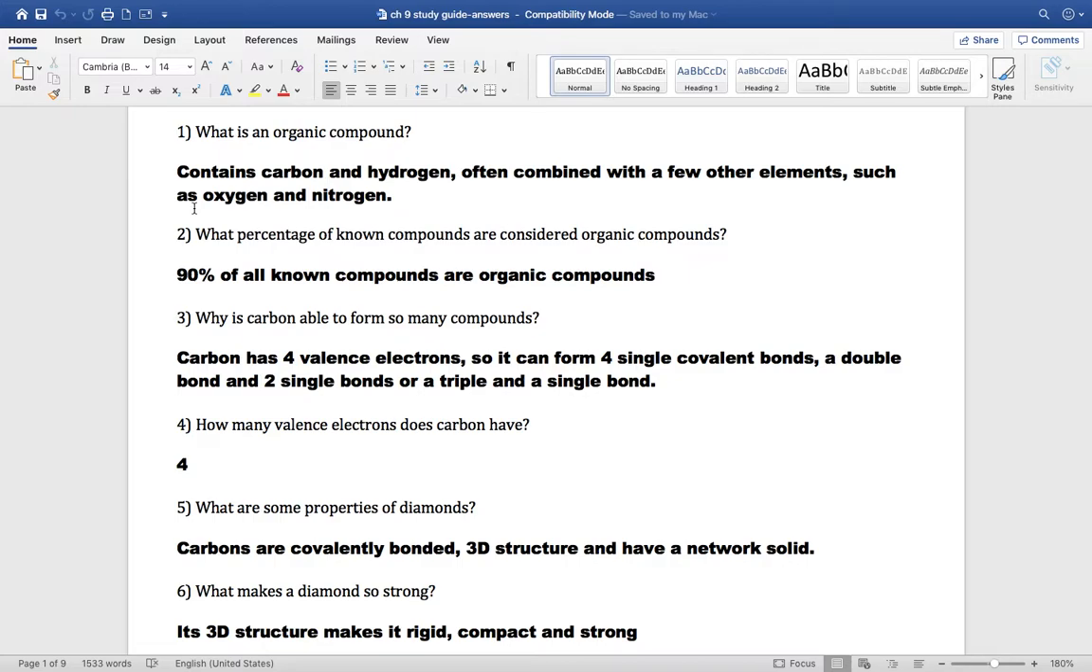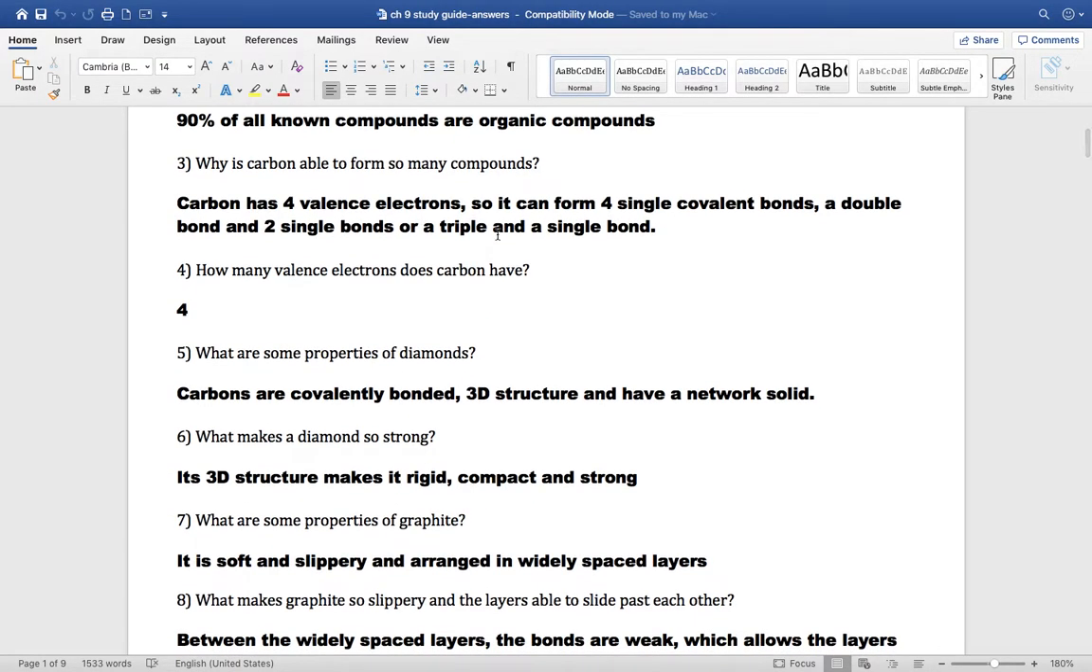Alright. What is an organic compound? Contains carbon, hydrogen, often combined with a few other elements such as oxygen and nitrogen. What percentage of known compounds are considered organic compounds? 90% are considered organic compounds, which means they have at least hydrogen and carbon.